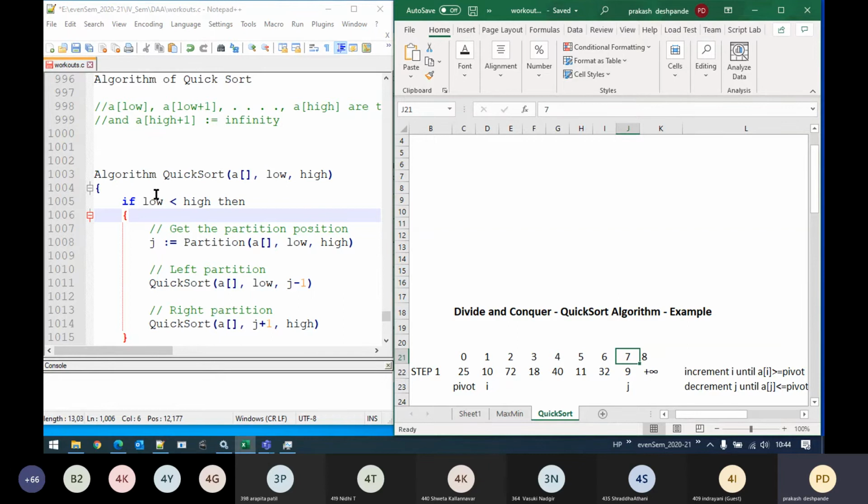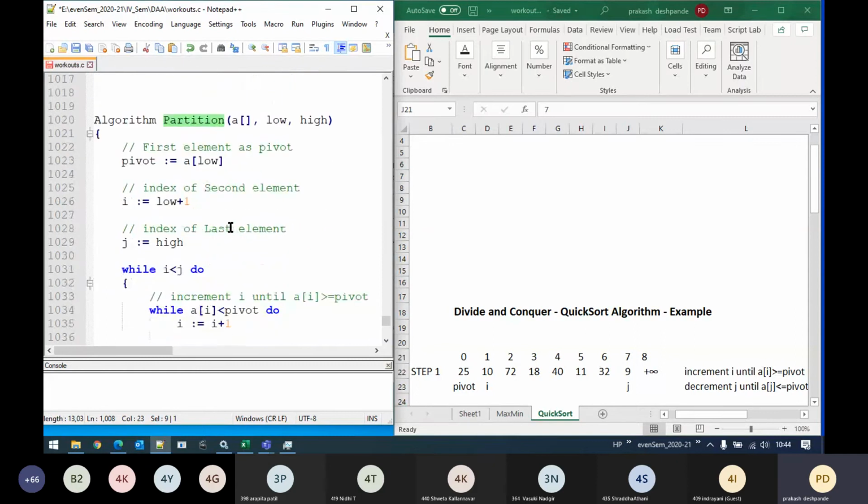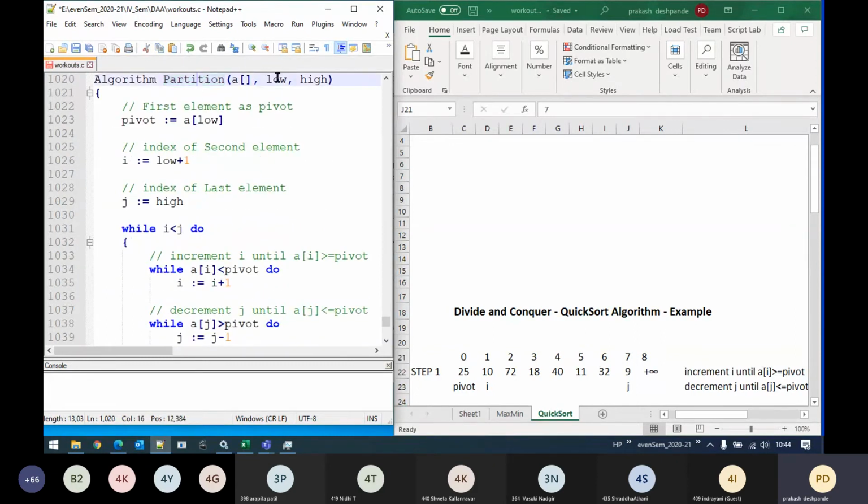Okay, now coming on to the algorithm here, if low is less than high. So what is the low value? It is 0. High value is what? It is 7. So is 0 less than 7? Yes, it is true. So since it is true, it will enter into the if block and it will try to call the partition. So now the partition will be called, means we will arrive at here. Now partition is being called. Low and high we are passing. Low value is 0 and high value is 7.